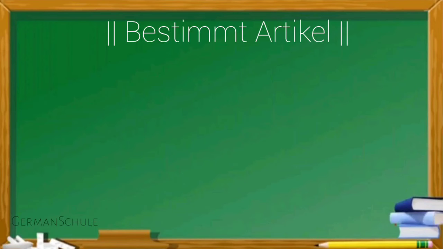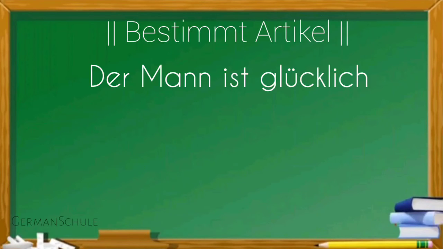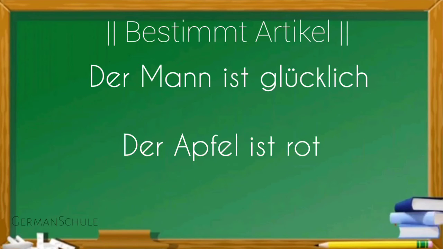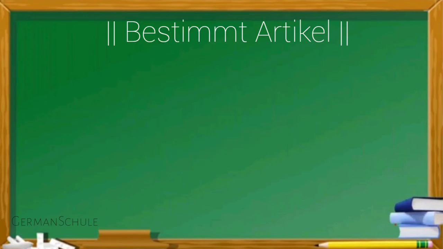So, let's look at some sentences. Der Mann ist glücklich. The man is happy. Mann is the nominative subject und Nomen. If you look carefully, there is an article and the article here is der. Similarly, in the next sentence, der Apfel ist rot. Apfel is the nominative subject, which is a noun, and the article here is der. The article der is mainly used for masculine.